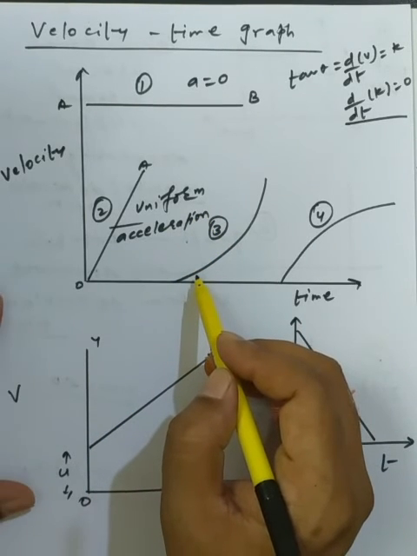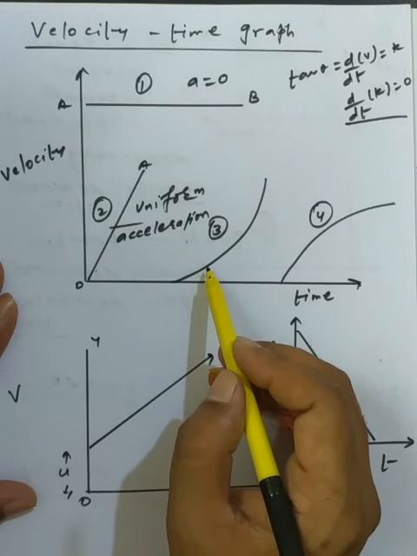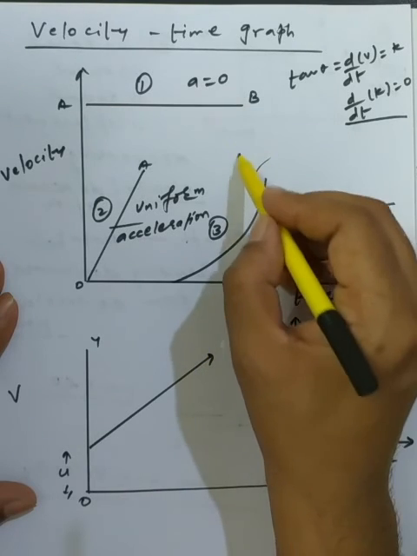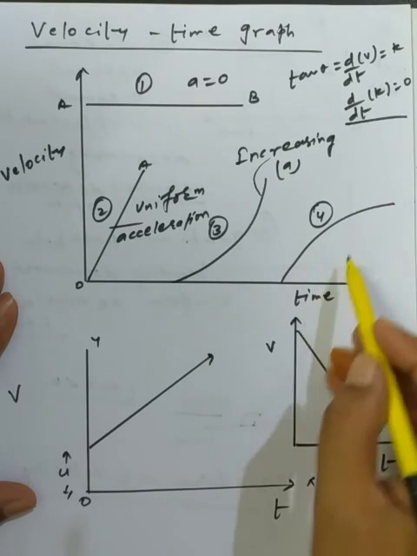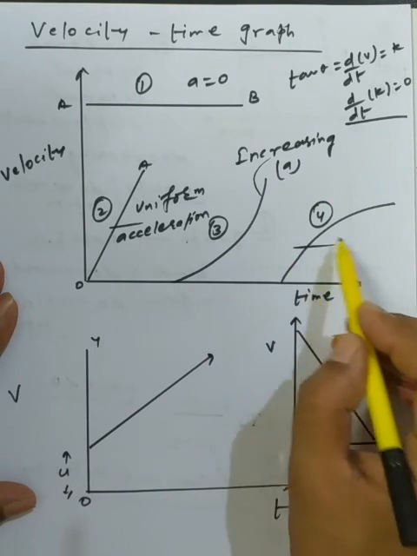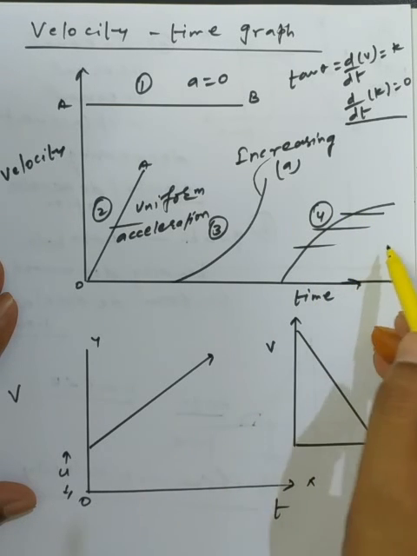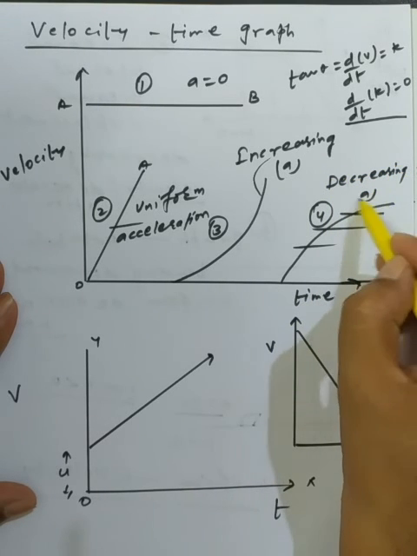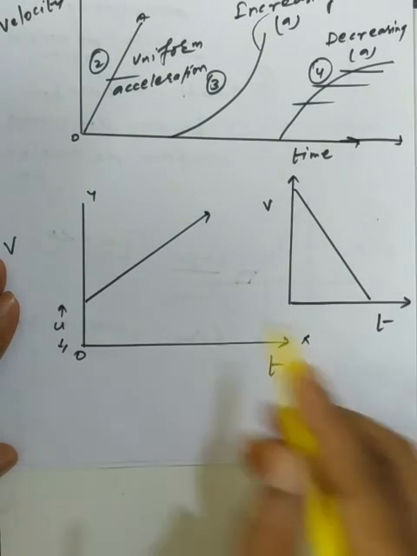Now the third graph, in which a greater change in velocity takes place in equal intervals of time. The graph is bending upward, so it represents increasing acceleration. Increasing acceleration. Here the graph bends in the downward direction. At each step in equal intervals of time, the slope of the graph is changing, so we say decreasing acceleration, decreasing a.